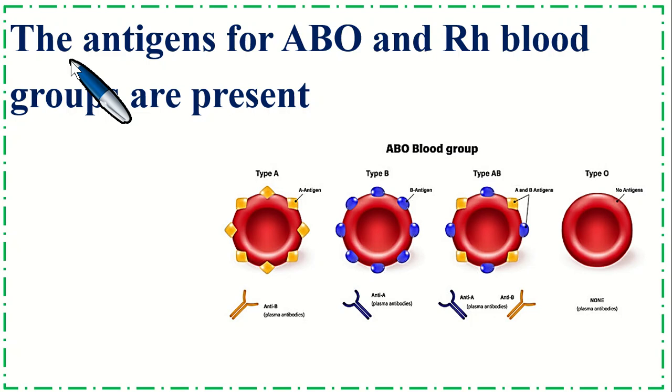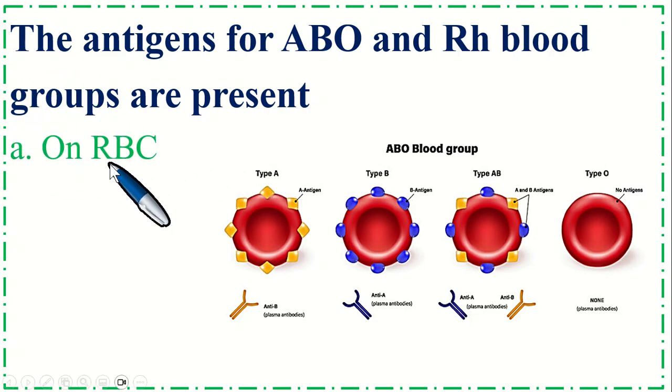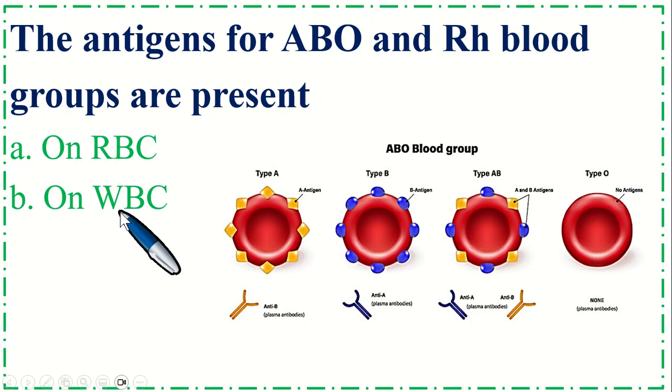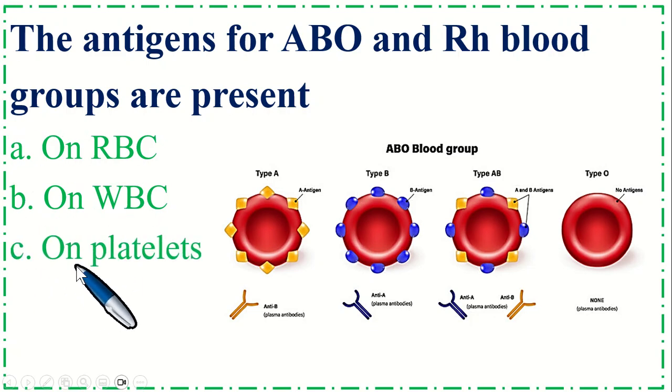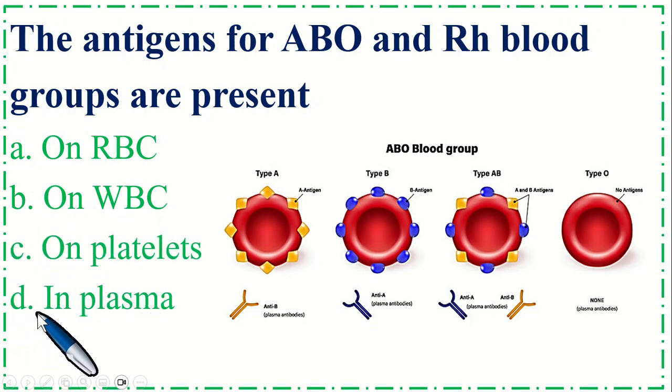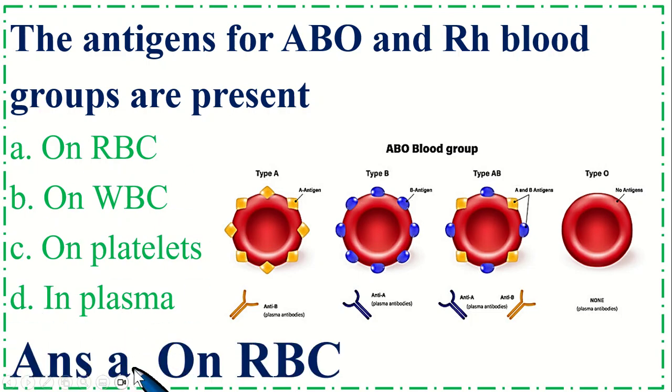Dear students, this is a very important MCQ. The antigens for ABO and Rh blood groups are present option A, on RBCs; B, on WBCs; option C, on platelets; and option D, in plasma. So the correct option is A, on RBCs. So the antigens for ABO and Rh blood groups are present on red blood cells.